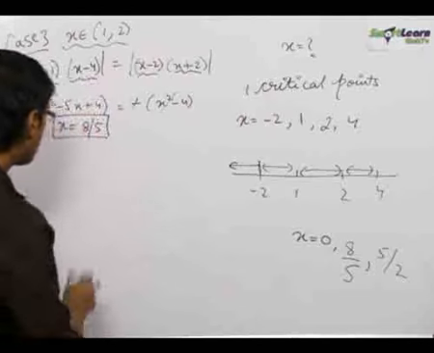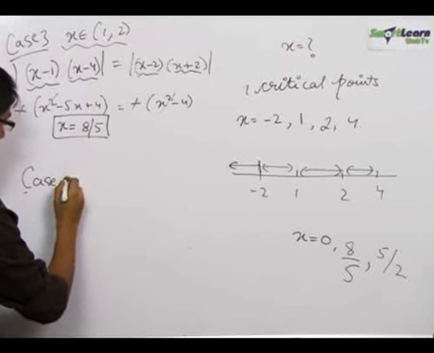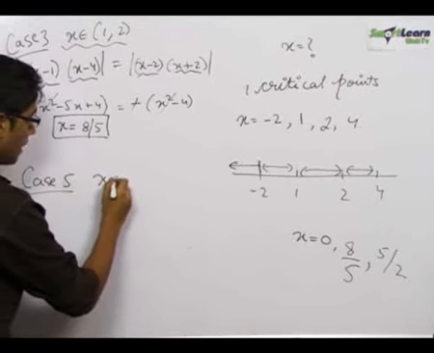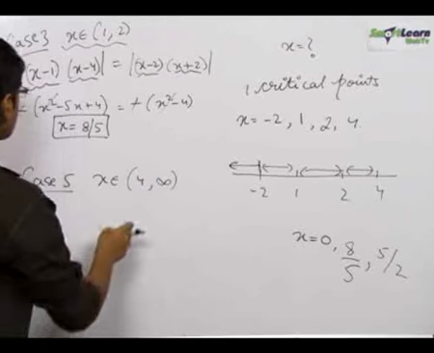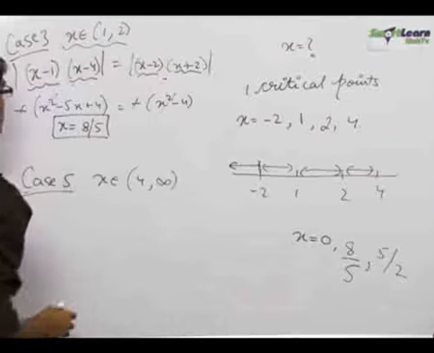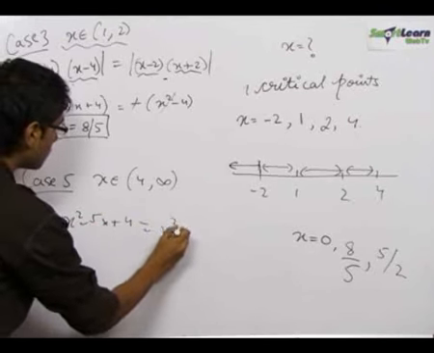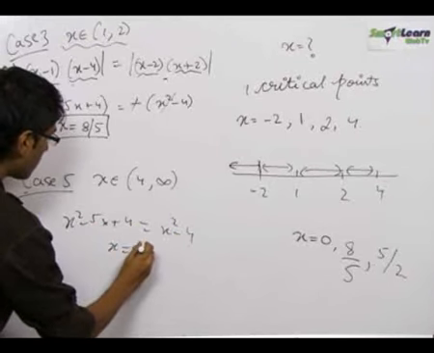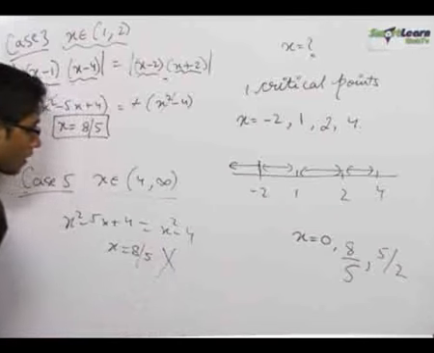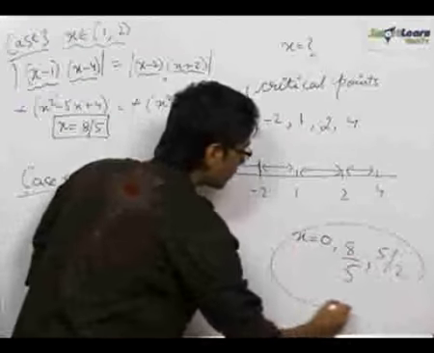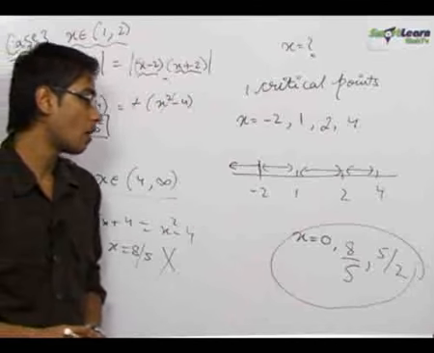Now the last and final range is x belonging to 4 to infinity. This is positive, this is positive, this will open as x square minus 5x plus 4 equals x square minus 4, which gives x equals 8 by 5. But 8 by 5 is not lying in this range, so we reject this value of x. So the three values of x satisfying our given equation are x equals 0, x equals 8 by 5 and x equals 5 by 2.